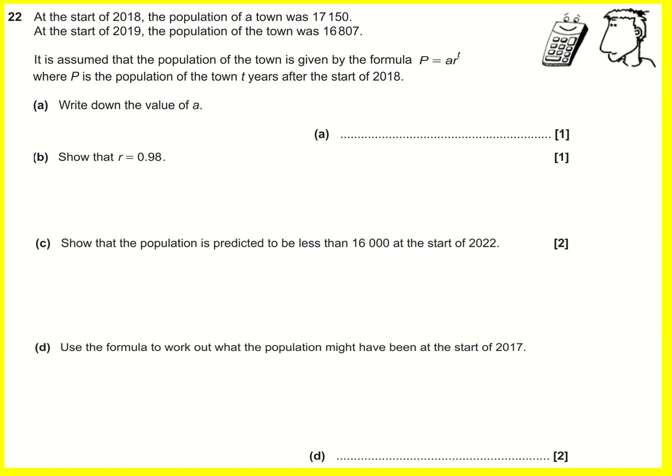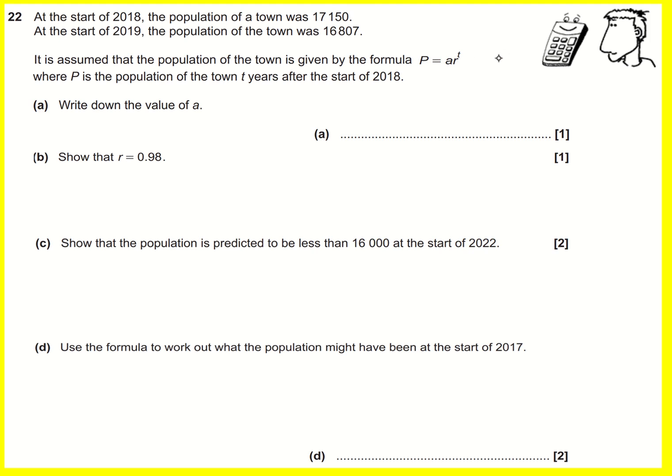Okay, this is looking like a more complicated exponentials question than typically given, because we're given the formula P equals A r to the t, but you're normally given what A and r are, and we're not here. We're actually given some numbers that are the case. So work out the value of A. Actually, this is not quite so bad, and the fact that it's 1 mark makes life easier.